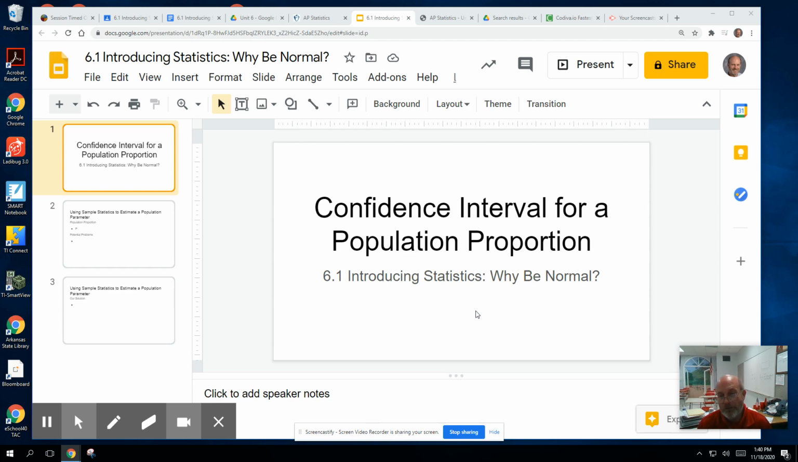Okay, we're starting Unit 6 on confidence intervals. Actually, inference for proportions is Unit 6. We're going to start looking at confidence intervals for a population proportion. Lesson 6.1 from the AP course and exam description booklet is introducing statistics, why be normal.